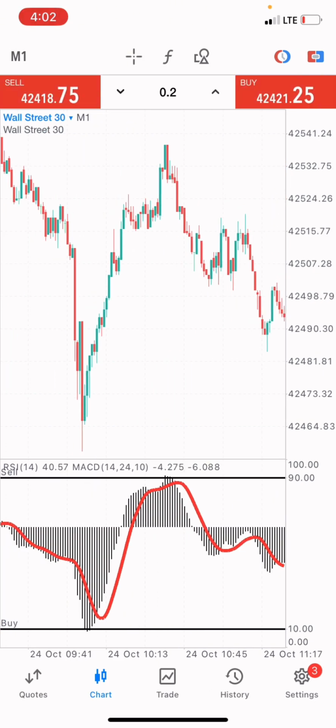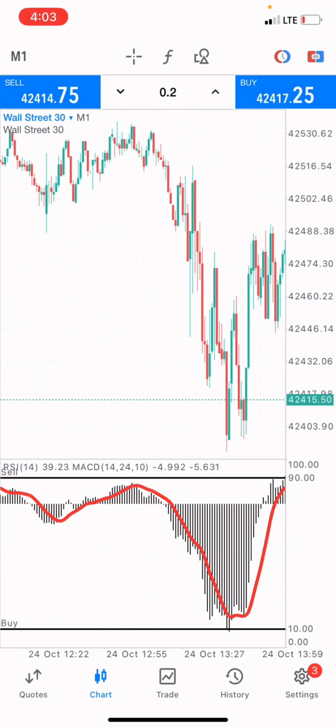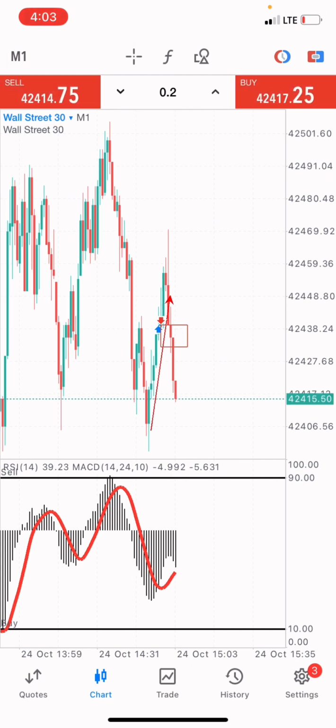And remember that your lot size matters. If you have a smaller account, make sure that you use the smallest lot size you can. Then if you have a bigger account, you can double that lot size so that you can multiply your profit quickly and fast.